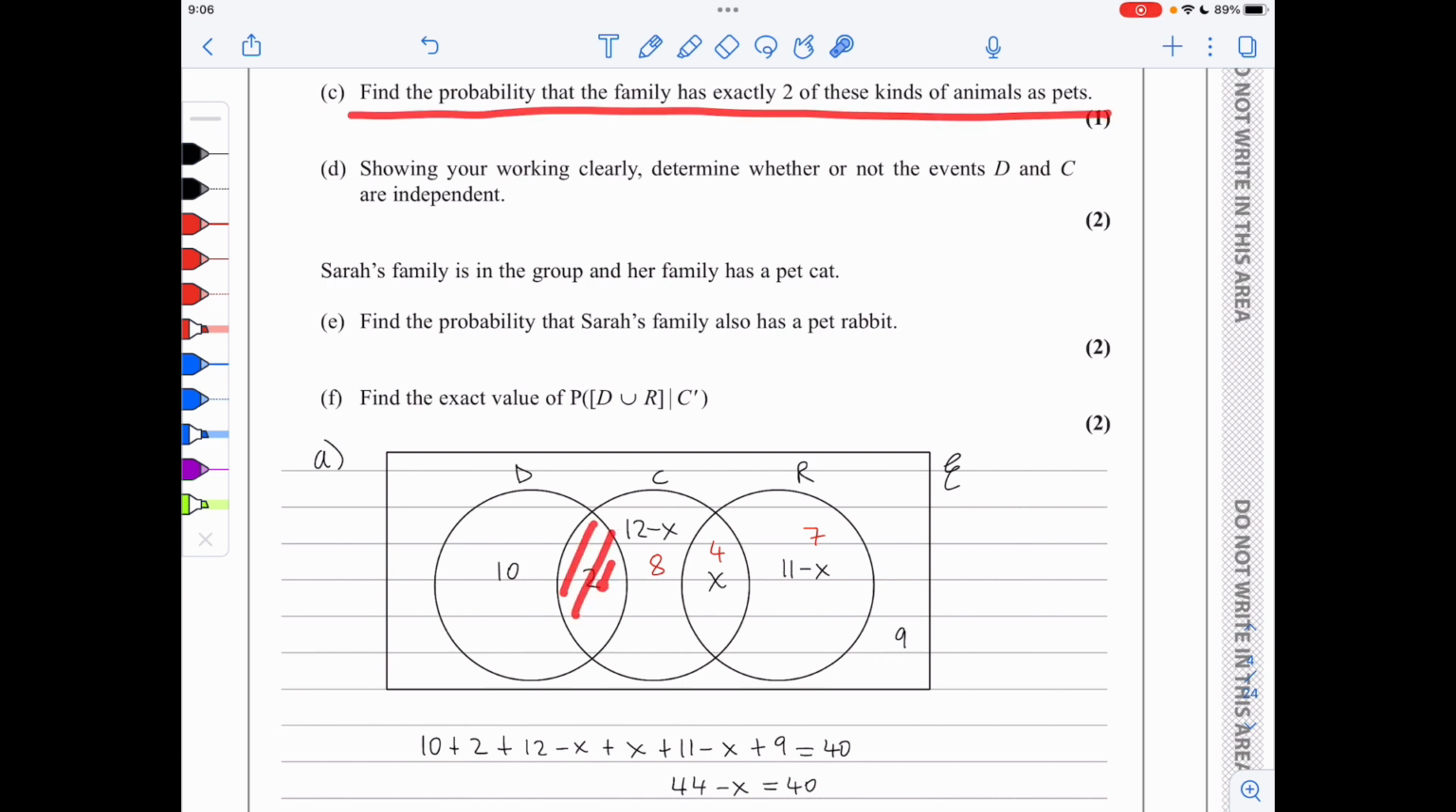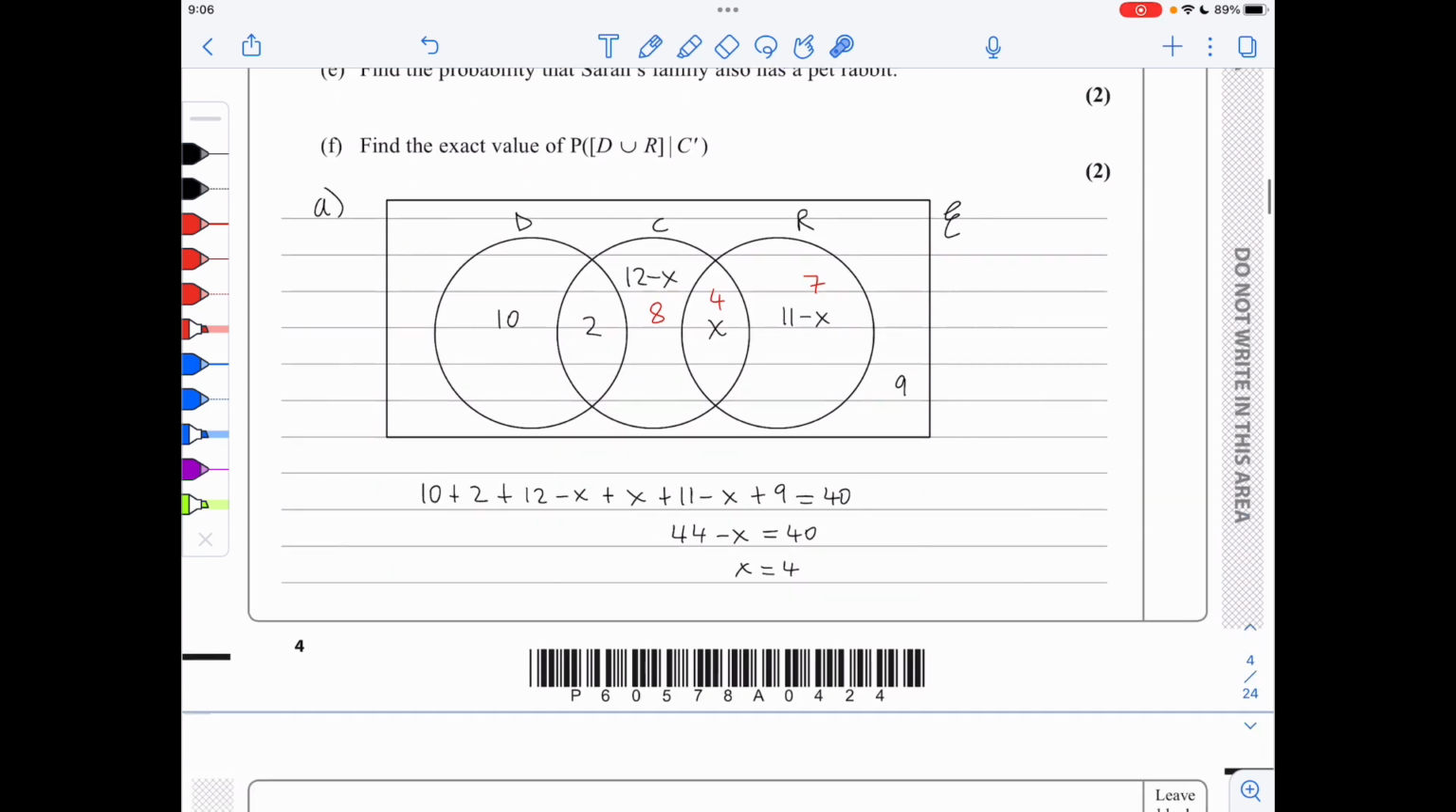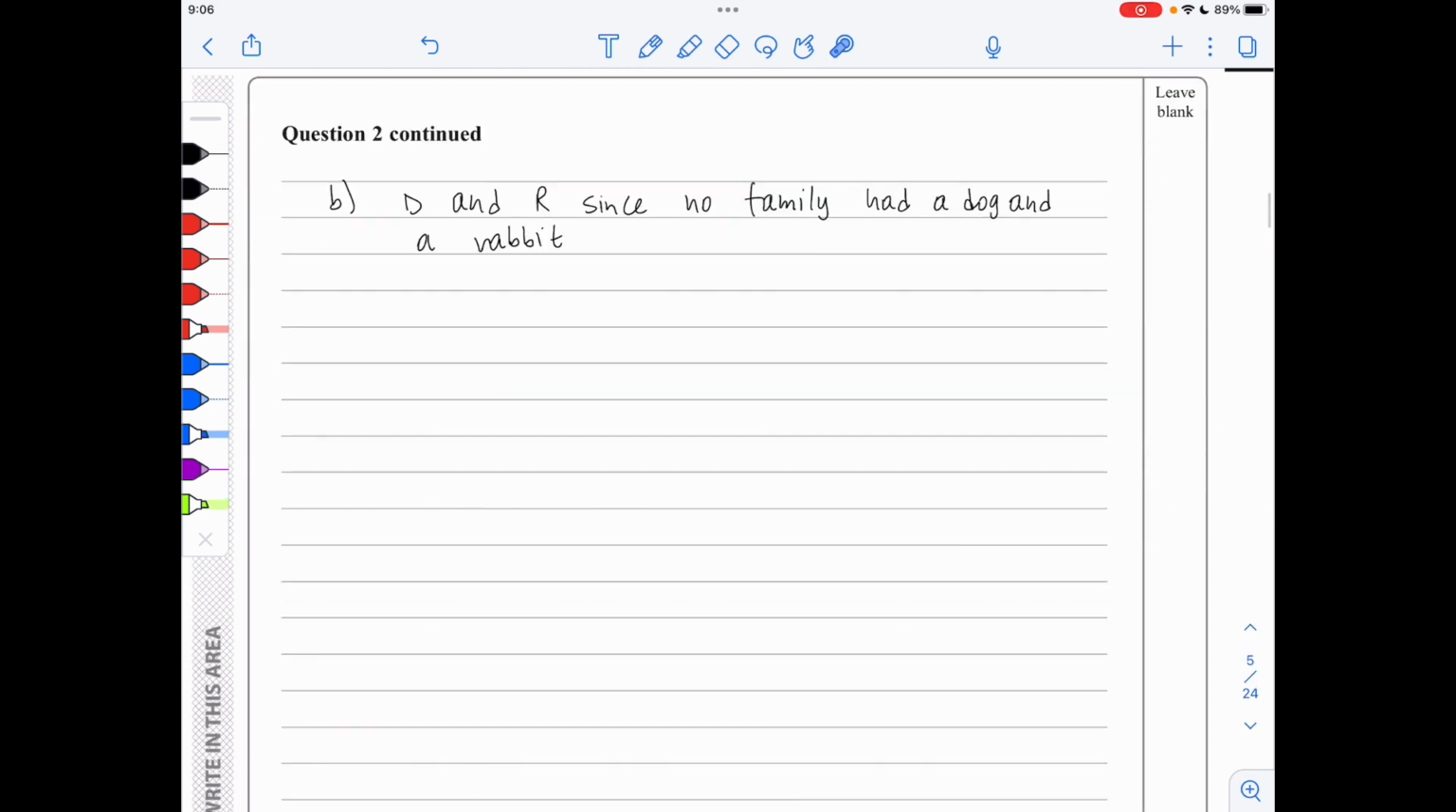So it's either those that have a dog and a cat, or those that have a cat and a rabbit. So 2 plus 4 over 40. That's the answer to part C. It's 2 plus 4 over 40, which simplifies to 3 over 20.